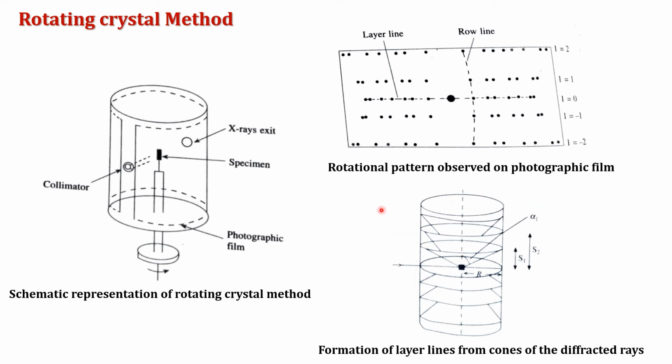Such a rotating crystal method is helpful for determination of crystal structure only when the material is in single crystal form. Otherwise, it is impossible to find the crystal structure of a given material by using the rotating crystal method. Now we see the next method.